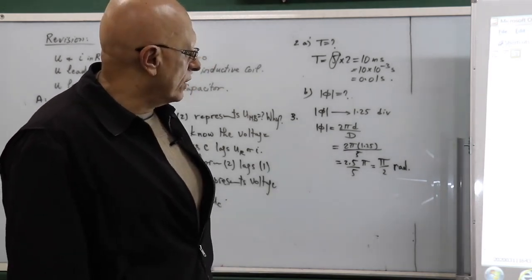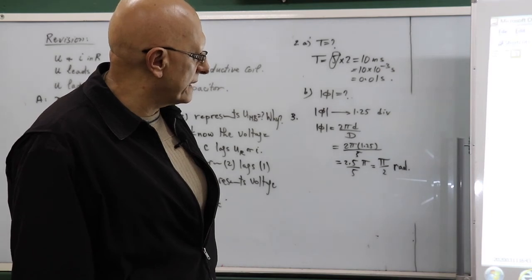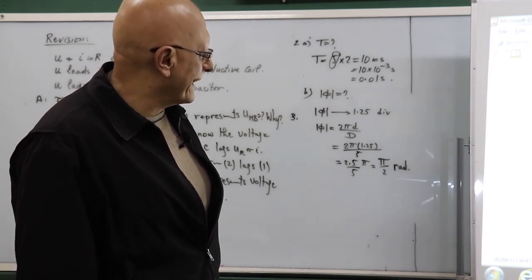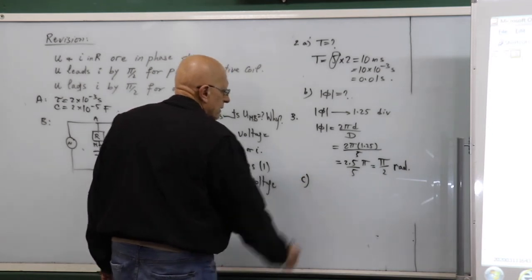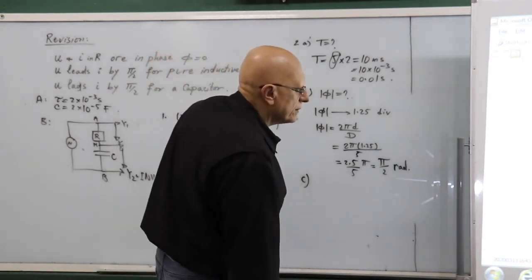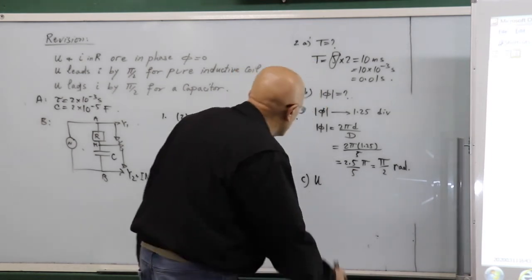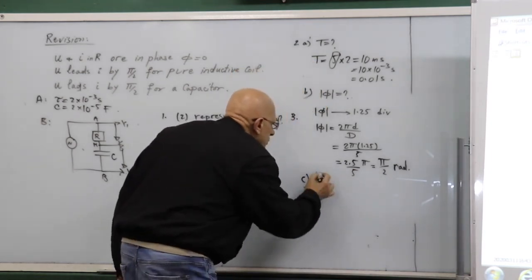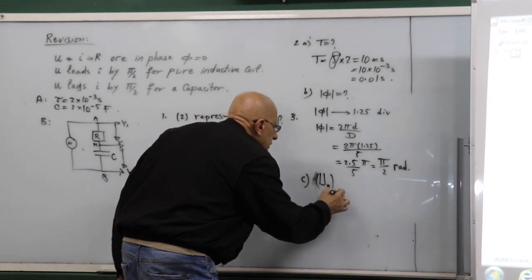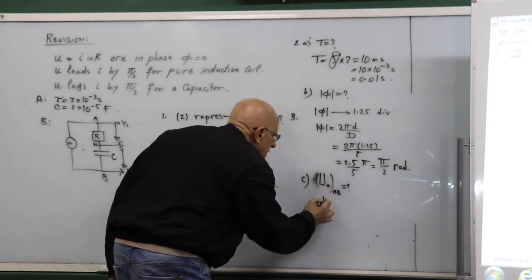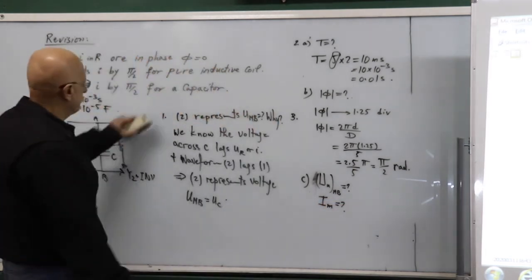Part C, he wants the maximum values of the voltage across the capacitor and of the current in the circuit. So part C, he wants the maximum voltage across the capacitor. He wants U maximum of UMB, and he wants I maximum. Okay? Right.